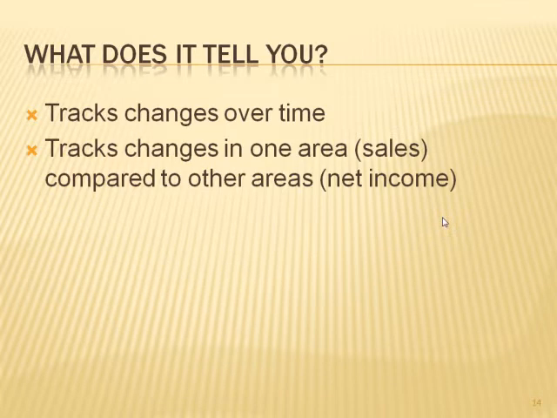So you look at changes over time, and you look at changes that should be dependent on other areas, sales and net income. If sales go up, we would expect net income to go up as well. This concludes part 1. Let's go on to part 2.